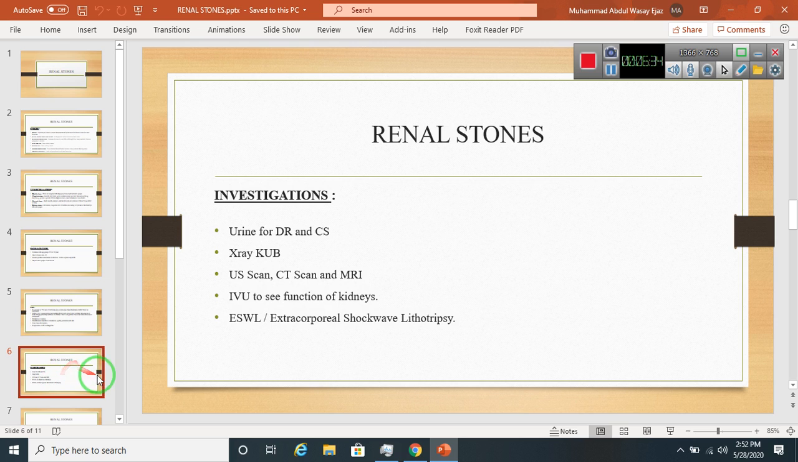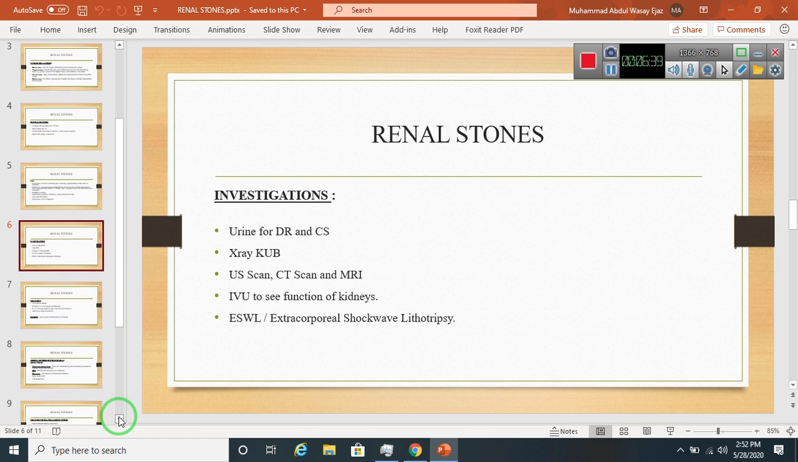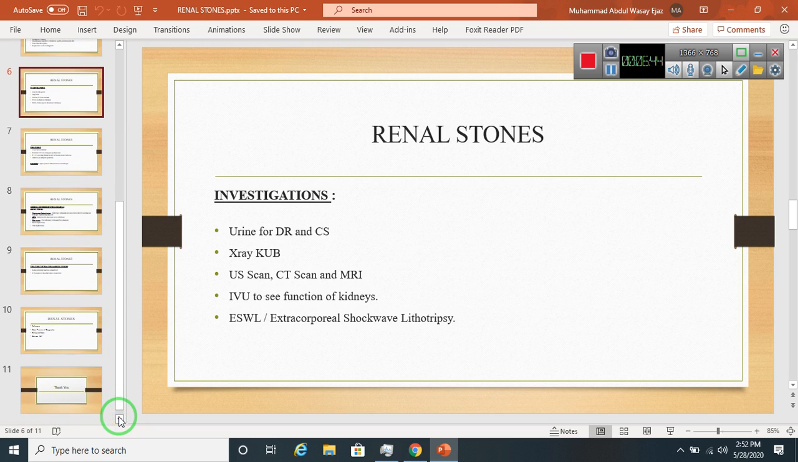Investigations. The first and foremost is the urine DR and urine C and S. So urine DR shows red cells, pus cells, casts, crystals, and culture and sensitivity shows what bacteria is present and to which antibiotic it is sensitive or resistant.